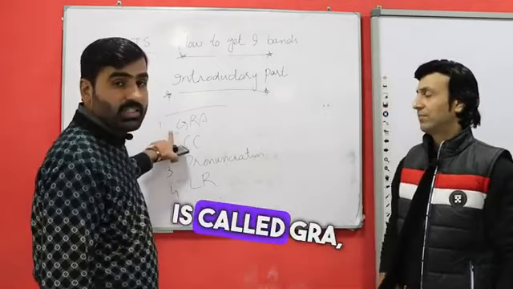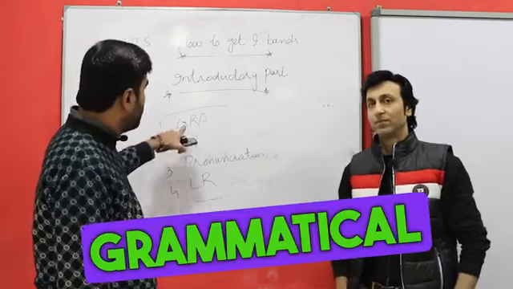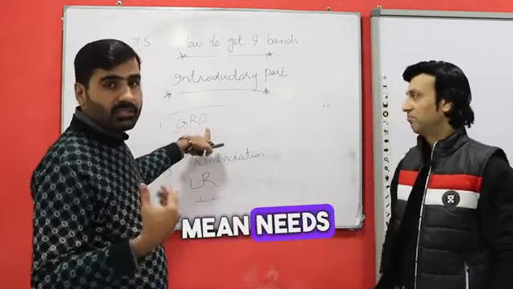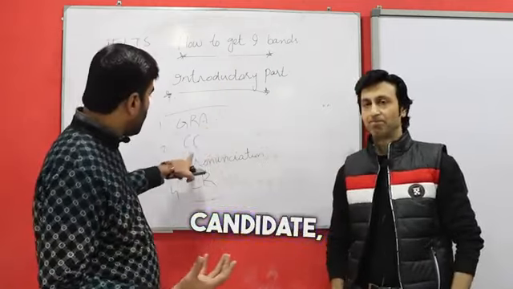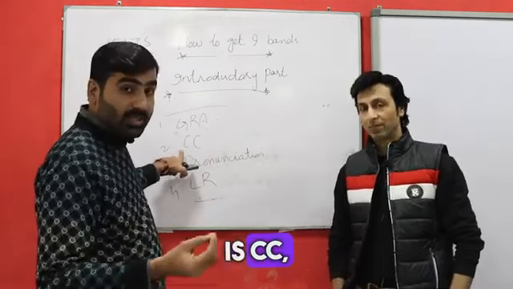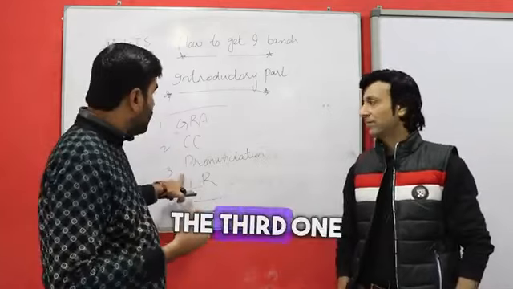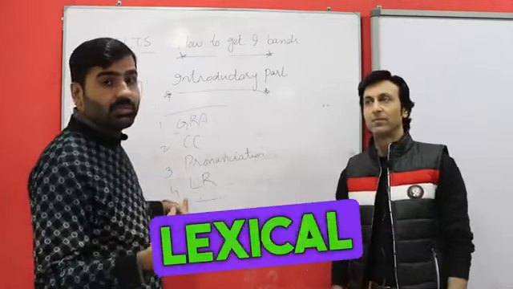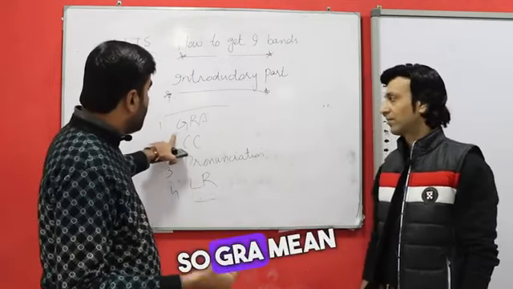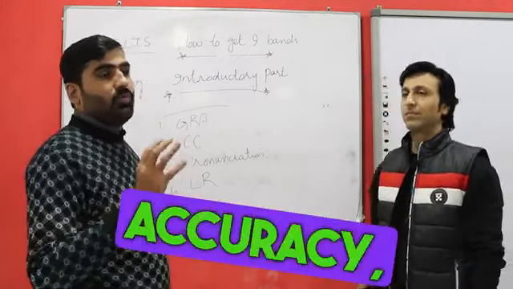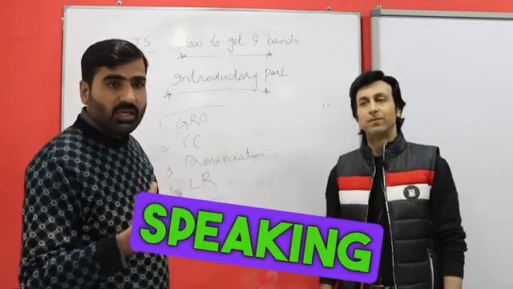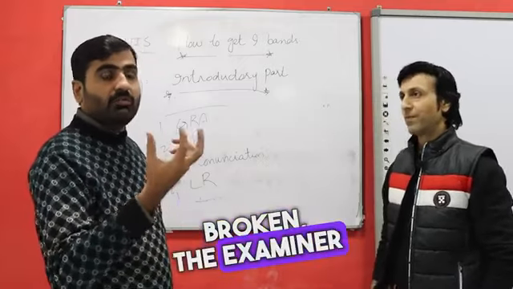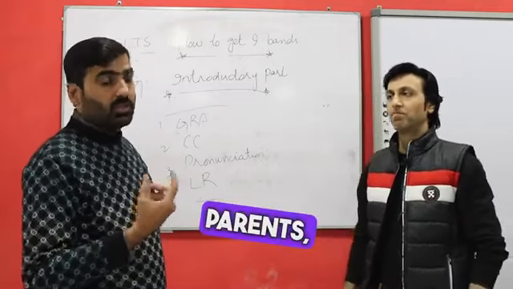The first one is called GRA. It means grammatical range and accuracy. This is what the examiner needs from the candidate. The next one is CC, coherency and cohesion. The third one is pronunciation. The fourth one is LR, lexical resources. So GRA means grammatical range and accuracy. For example, if the student is speaking and his grammar is broken or the structure of the sentence is broken, the examiner will deduct his or her bands. So this is the criteria.